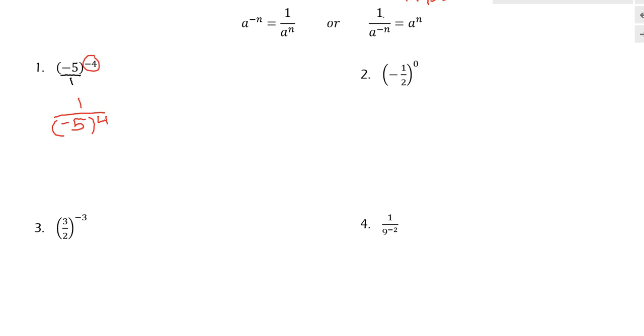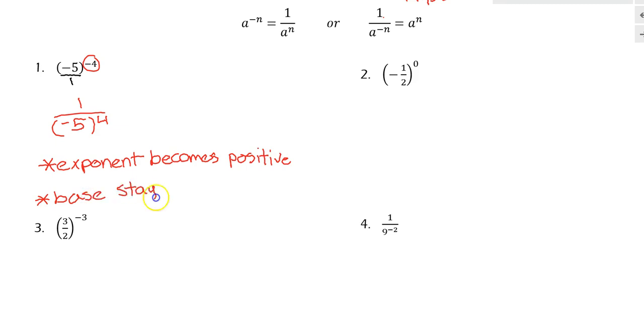So we're flipping that fraction. One thing to be aware of is the exponent becomes positive. The base stays negative. So just the exponent switches, not the base.